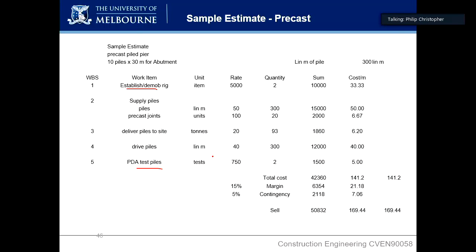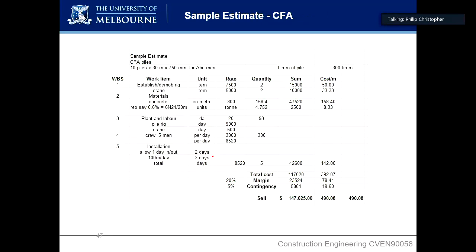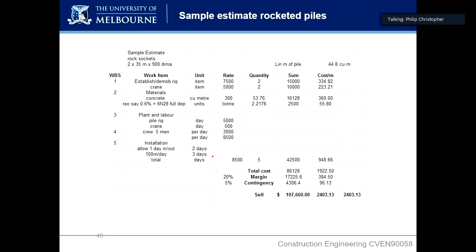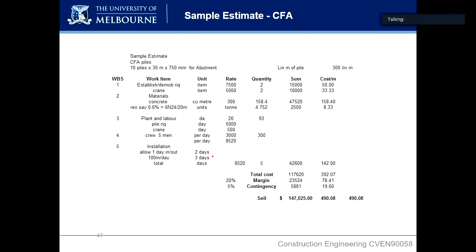That would obviously depend on the on-site risks for each job. You will do that for a precast, for a CFA, and for a rock-socketed pile. All these, yes? I just noticed your margin change from 15 to 20%.